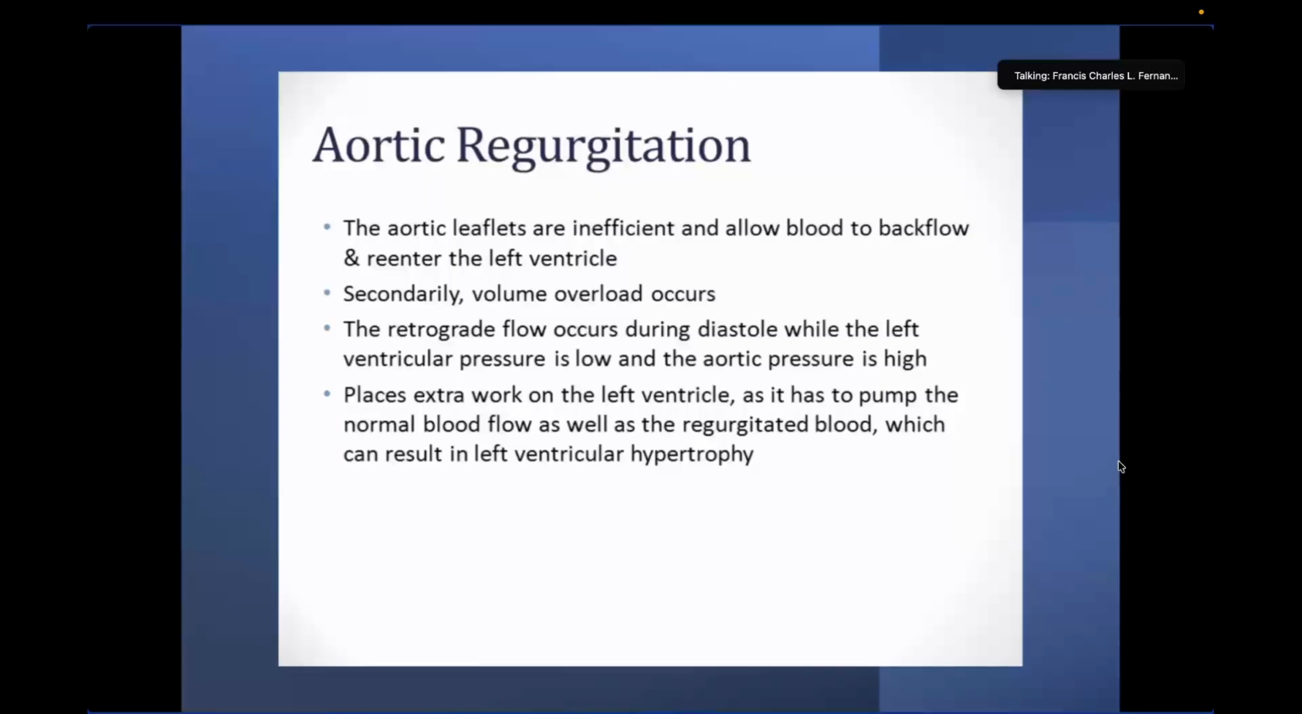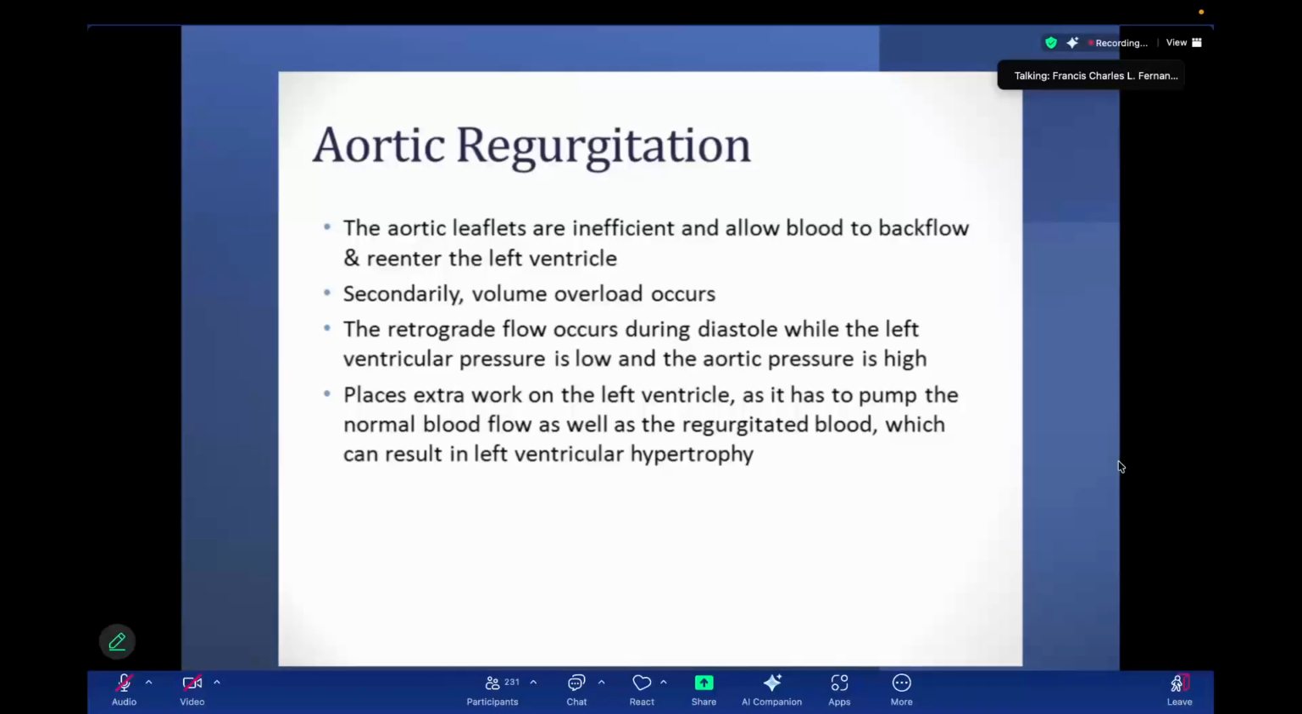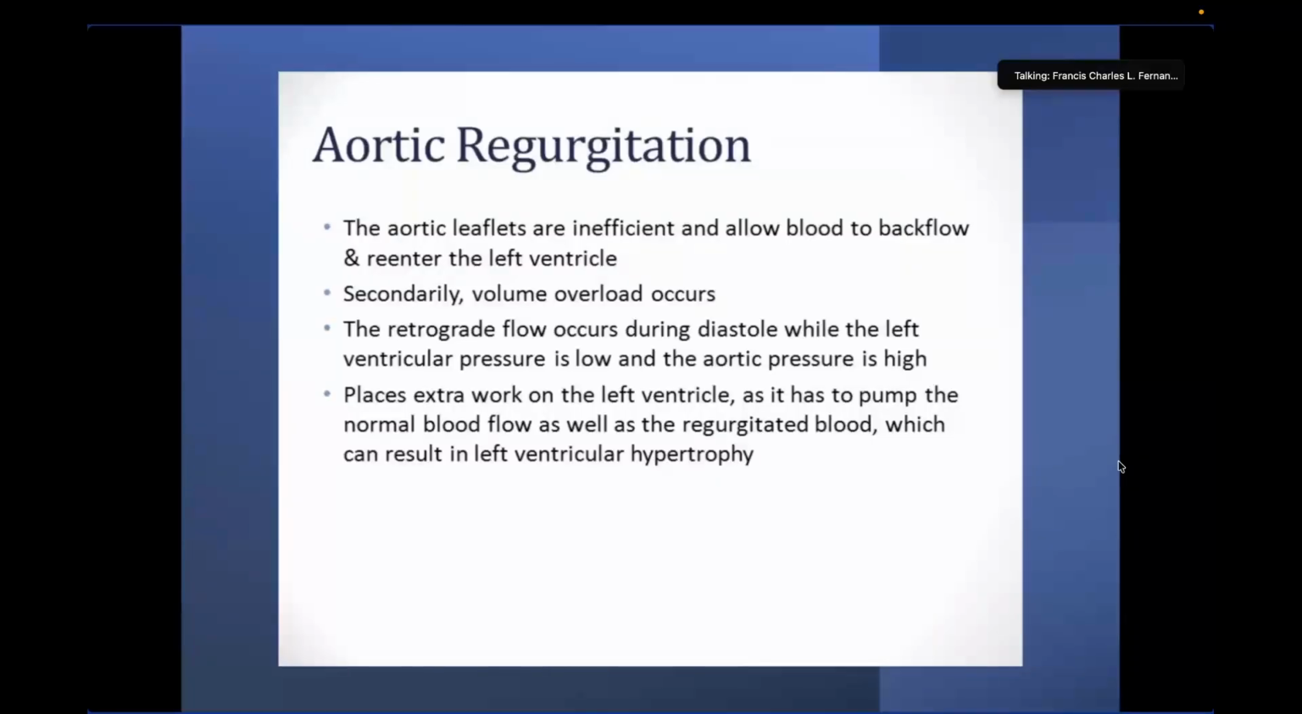Volume overload, as opposed to pressure overload, is the hemodynamic consequence. Then there is retrograde flow during diastole into the left ventricle, and the aortic pressure is low. So when you get the patient's blood pressure, you have a very wide pulse pressure. For example, it might be 160 over 50, ganun ka-wide, no? So it imposes more work on the LV as it has to pump normal blood flow plus the regurgitated blood.